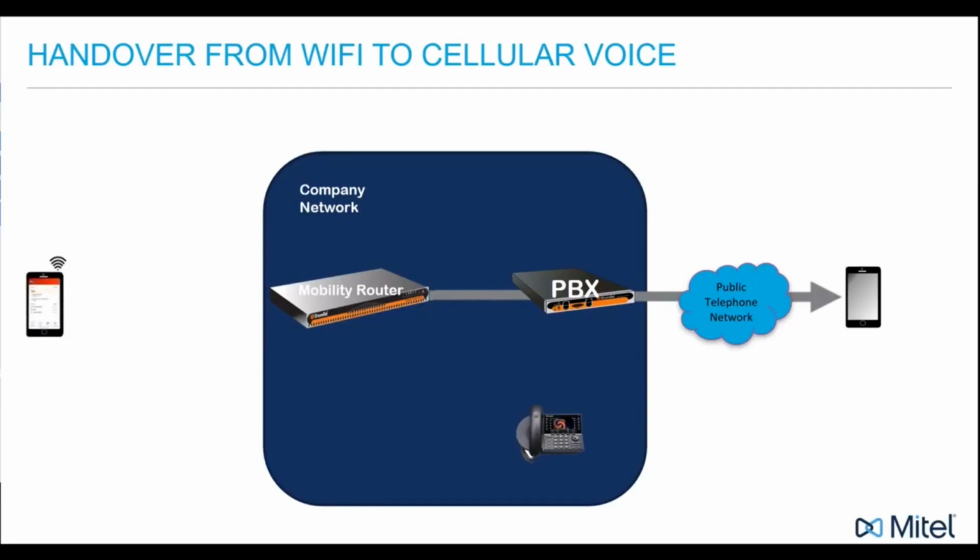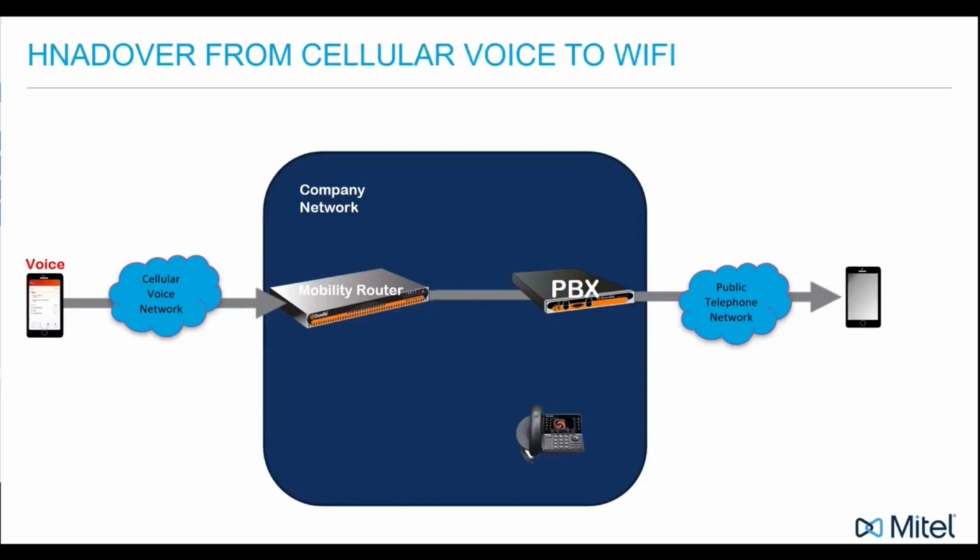When you're on an existing Wi-Fi call and you leave the office, your Mitel Connect for Mobile client will detect that your phone is out of range for the corporate Wi-Fi network, and the mobility router will maintain the call while your client reconnects to the call via the cellular network. And after a few seconds of silence from this handover, your call continues.